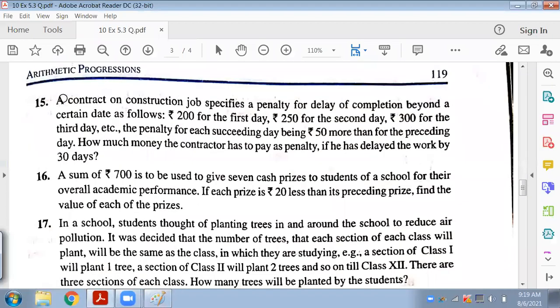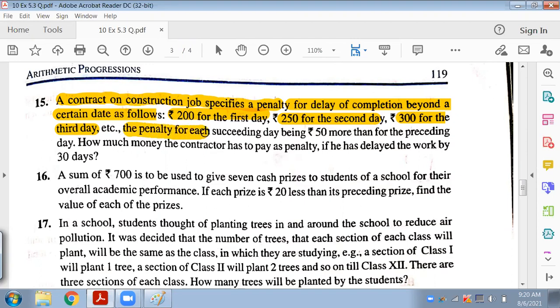Okay, question number 15. Say a contract on construction jobs specifies a penalty for delay of completion beyond a certain date as follows. So for this construction job, there is a penalty if there is a delay in the completion of the work beyond a certain date. Now the penalty is what? 200 for the first day, 250 for the second day, 300 for the third day, and so on. That means the penalty is increasing by 50 rupees for each extra day taken.